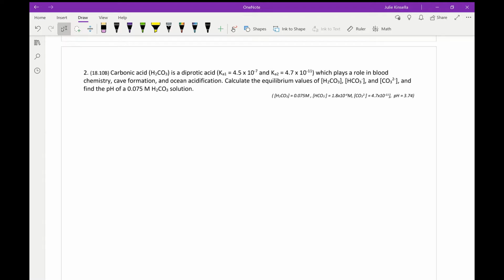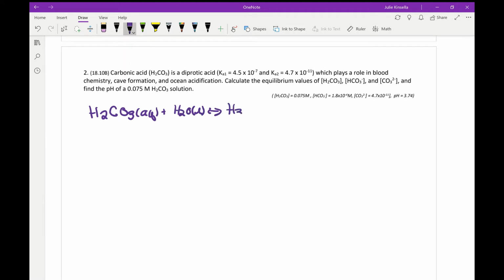So this is going to look pretty similar. I'm going to move through it a little bit quicker, so feel free to pause it and try this out on your own and then check your work after. So we're going to undergo the first ionization of the carbonic acid. So I'm going to write out my reaction with water.